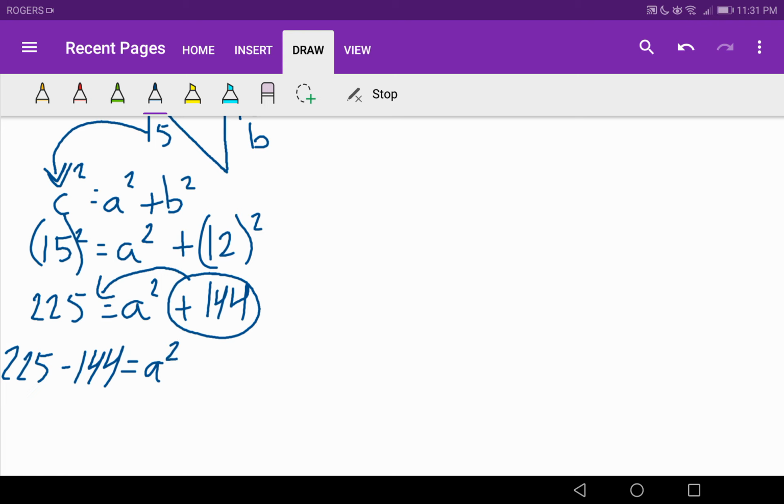Okay, so I moved it over. I subtracted 144 on the other side to keep things balanced. Okay, keep my equation balanced and true. Look at what you get here. 225 minus 144 is 81.